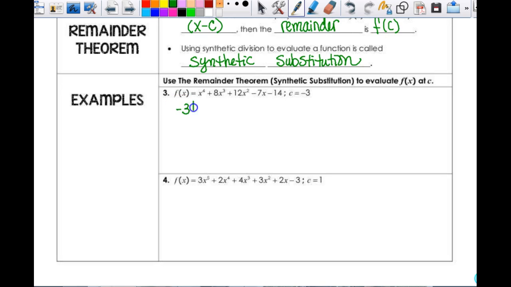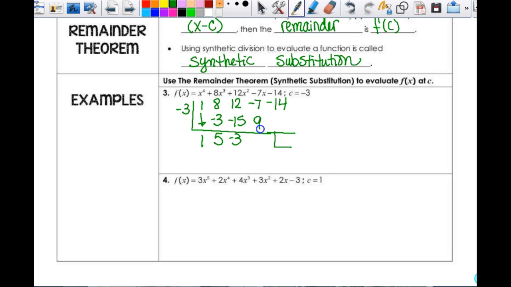So -3 goes on the outside. Then I have 1, 8, 12, -7, and -14. Okay. And then I'm going to bring down this 1. -3 times 1 is -3. 5, -15. I combine those, get -3.